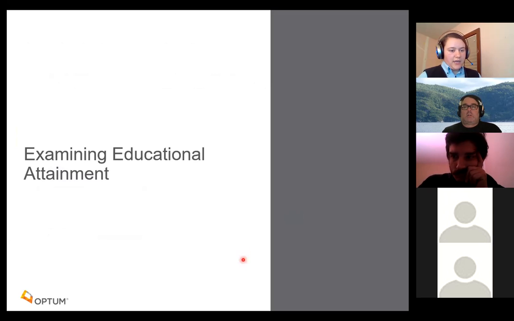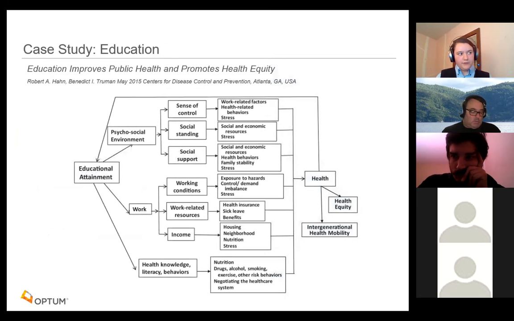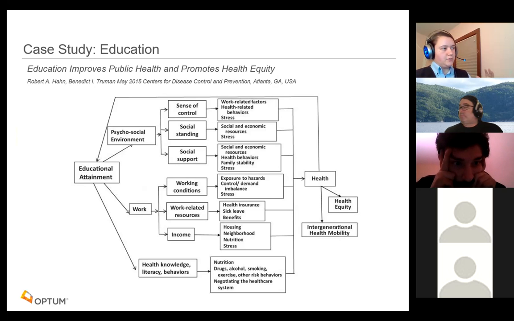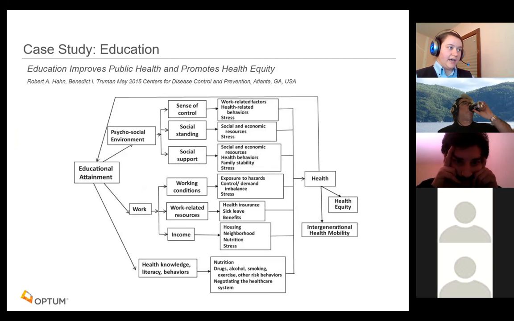Let's discuss educational attainment. So here's a flow chart from a 2015 CDC study that outlines the relationship between educational attainment and health. Educational attainment impacts three items. It impacts the social environment, your work environment, and your health knowledge and literacy. If we take a look at what the social environment impacts, it impacts your sense of control, social standing, social support. Stress levels could be directly caused by this, family stability, health behaviors, all of which would impact an individual's health.